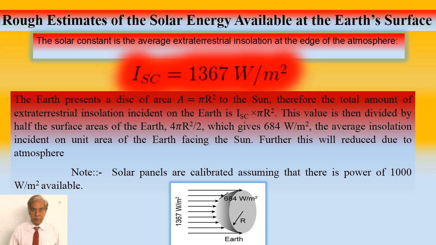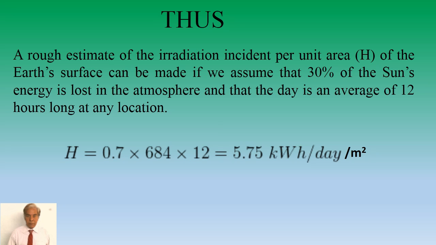The solar panels are calibrated assuming that there is a power of 1000 watt per square meter. A rough estimate of the radiation incident on unit area H of the Earth's surface can be made if we assume that 30% of the sun's energy is lost in the atmosphere and that the day is an average of 12 hours long at any location. H equals 0.7 into 684 into 12 equals 5.75 kilowatt hour per day per square meter.